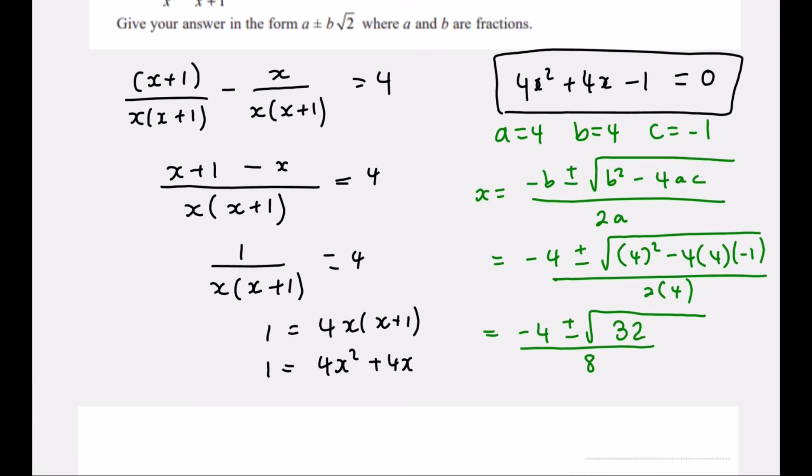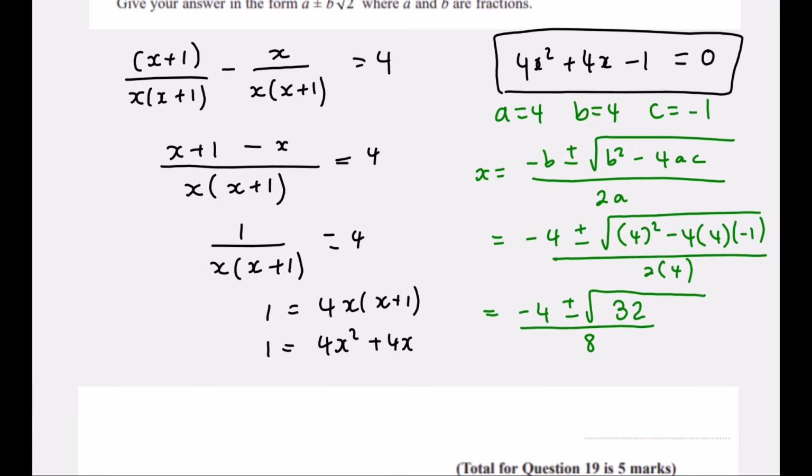We want our answer in the form a plus or minus b root 2. So we are going to have to change root 32. What times by root 2 to make root 32? It's the same as root 16 times root 2, and root 16 is 4. So square root 32 is the same as 4 root 2's.